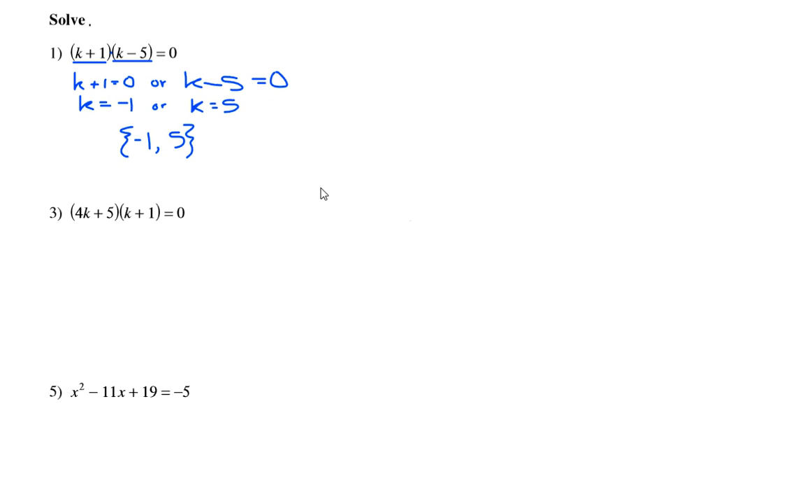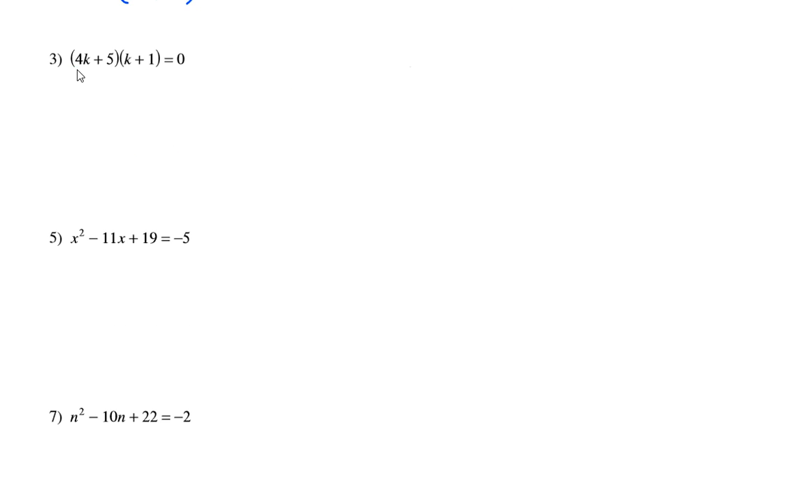Going on to number 3, we're going to do the same thing because again we have the product of two factors and the result is 0. So we have 4k plus 5 could equal 0, or k plus 1 could equal 0. Solve the two equations to get your two solutions. Subtract off 5 from both sides of the equation, you get 4k equals -5. Divide both sides of the equation by 4, you get k equals -5/4, and simplify to -1 and 1/4.